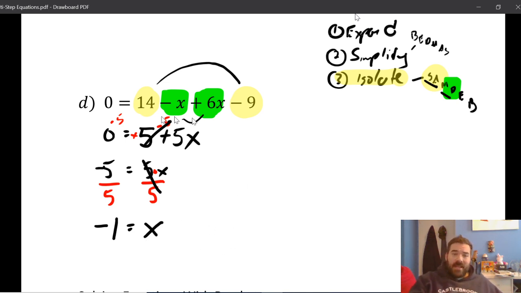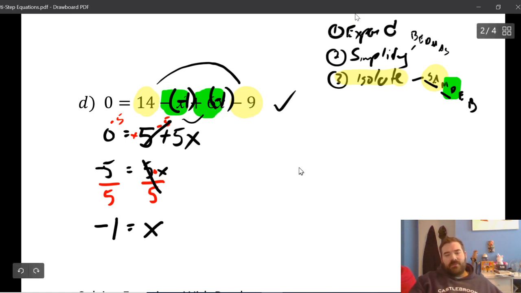And again, I could take that answer, I could plug it into here, and I could double check to make sure that the equation stays true. So this would be 14 minus 1 minus negative 1, which is adding 1, so 14 plus 1 is 5. This would be 6 times negative 1, which is a minus 6, would be 9, minus 9 is 0, that works.